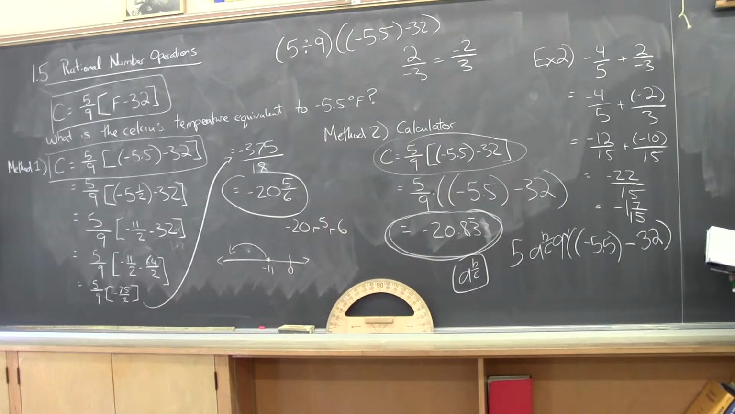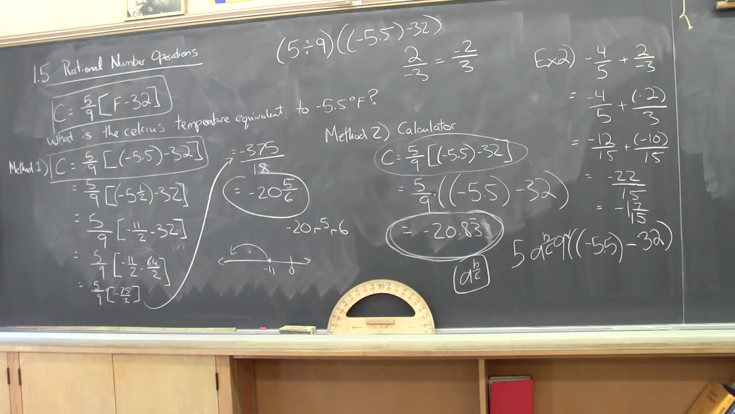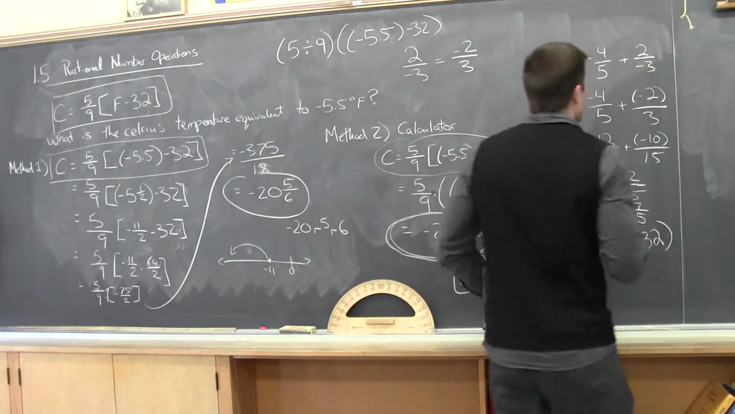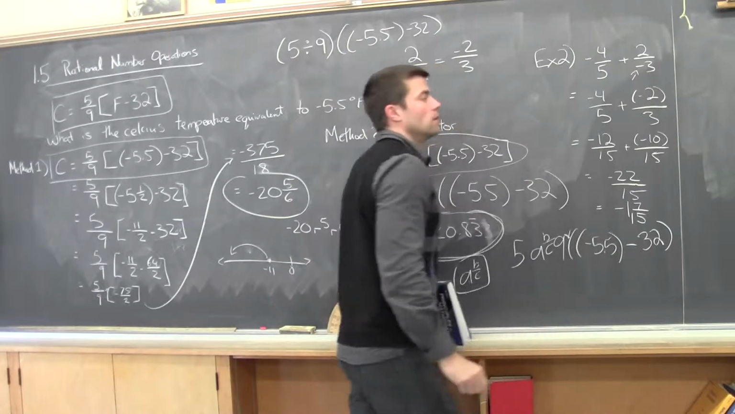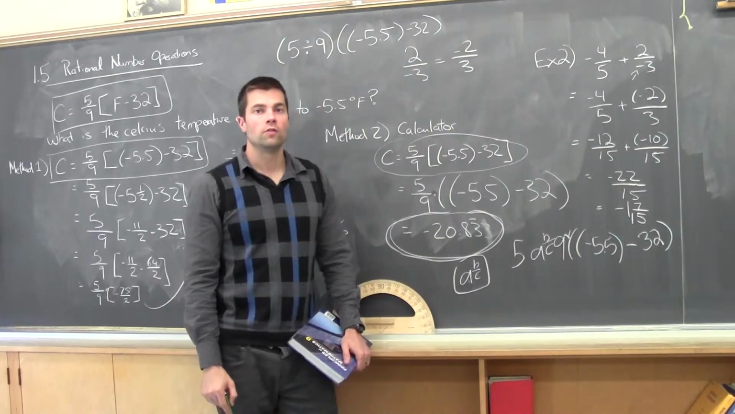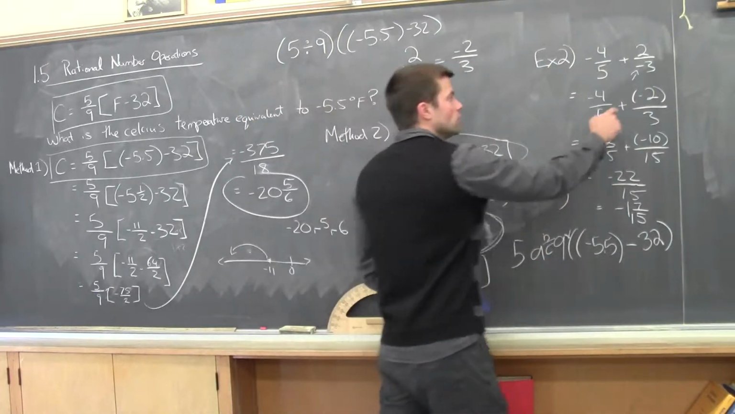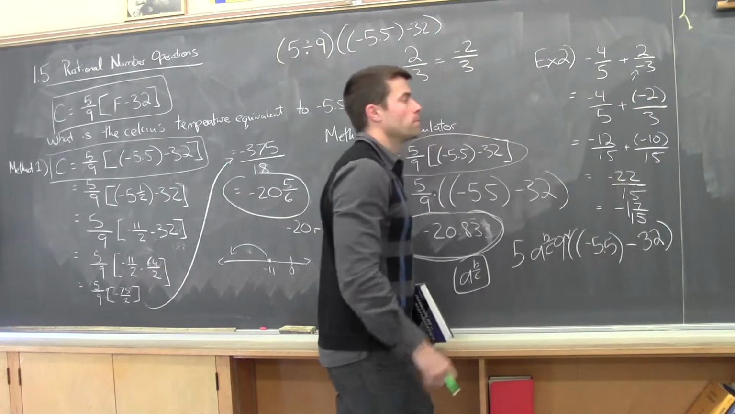Okay, we're on example 2. This is page 50. It says calculate -4 over 5 plus 2 over -3. So the only trick with this question, guys, is they put the negative sign in the denominator. Okay, don't be afraid of that or concerned of that. You can just move it up to the numerator.